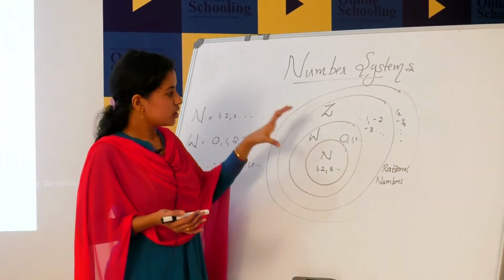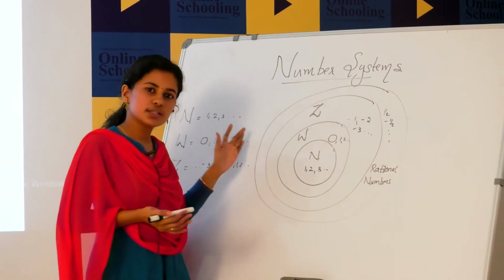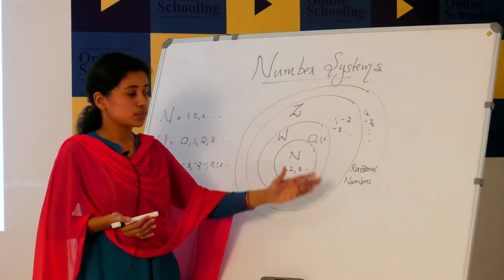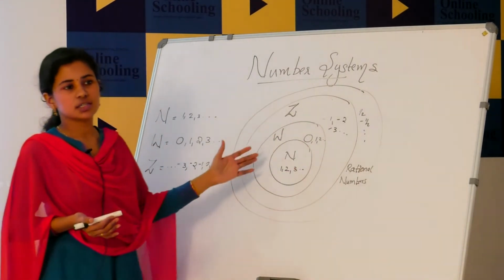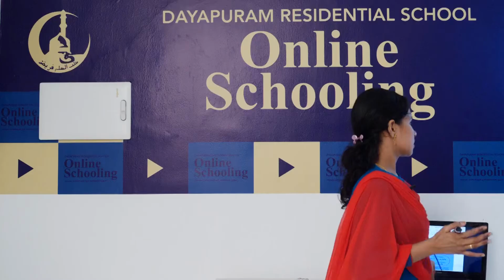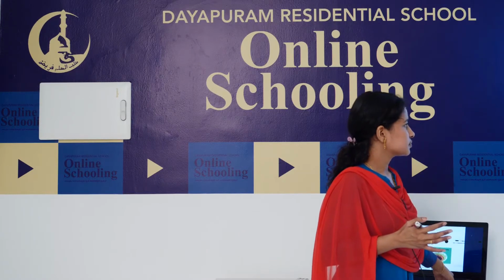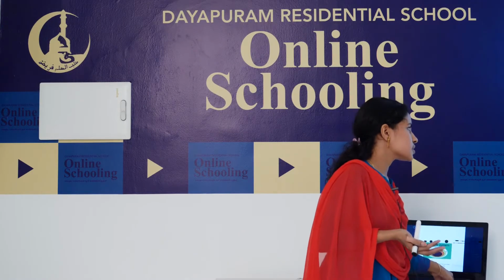In a similar way, all whole numbers are rational numbers. What about the converse part? It is not possible. All rational numbers are not whole numbers. So, this we simply call the number system.